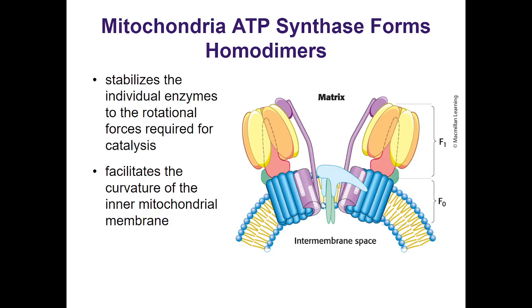And what you can see here is that, again, these are going to be attached and they're going to form homodimers. Homo meaning same, right? And so just 2 dimers that come together. Now, because they're linked like this, when these are rotating, what happens when they rotate?